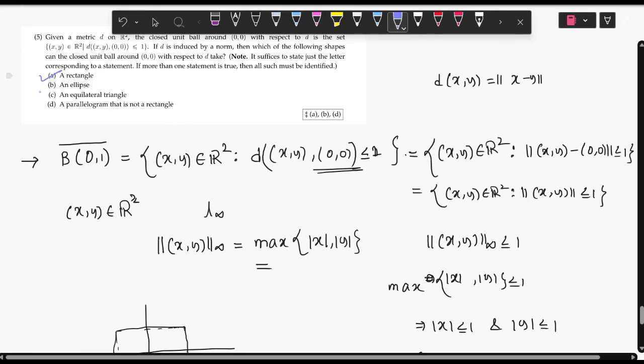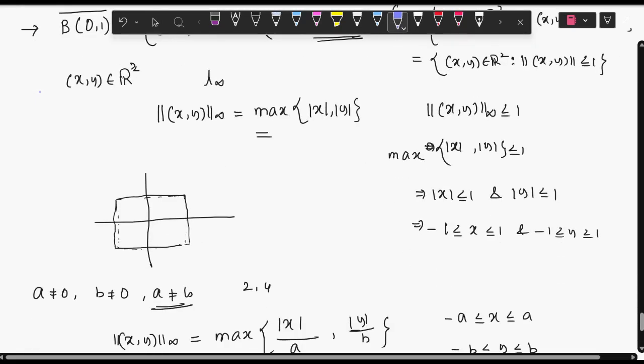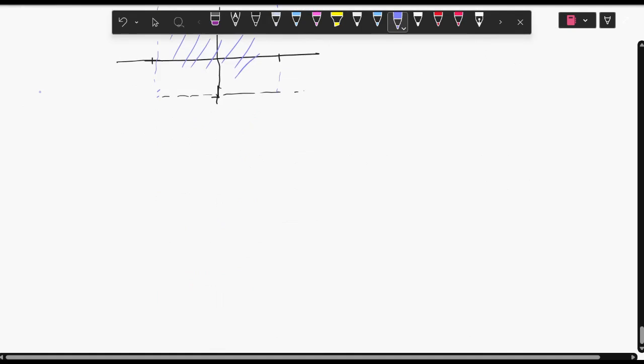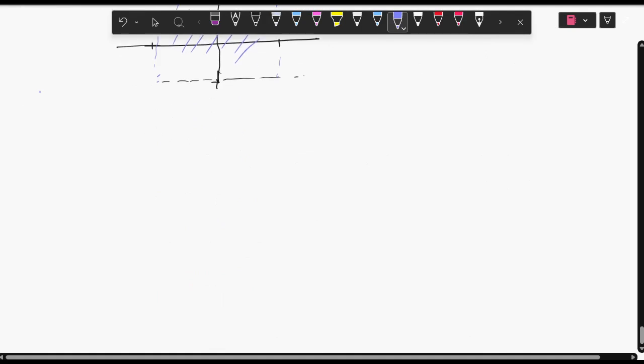Now moving on to the second one, an ellipse. Is that possible? For that purpose, we are talking about the L2 norm.